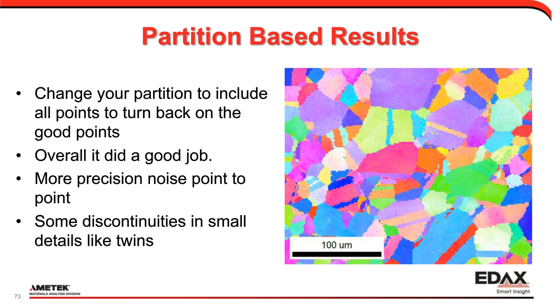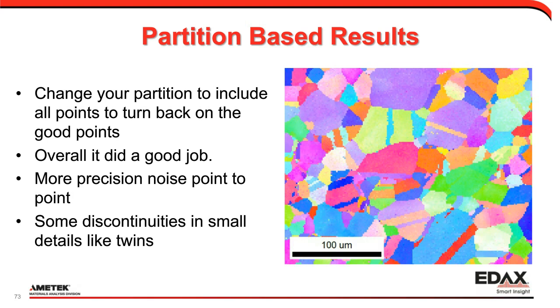Now, I can change our partition back to basically turn back on the good points. So again, remember here, I basically chose the bad points by doing a partition. I re-indexed them, and then I basically turned back on the good data points. So I pulled out the good or bad ones, redid them, and basically put them back in using partitioning.